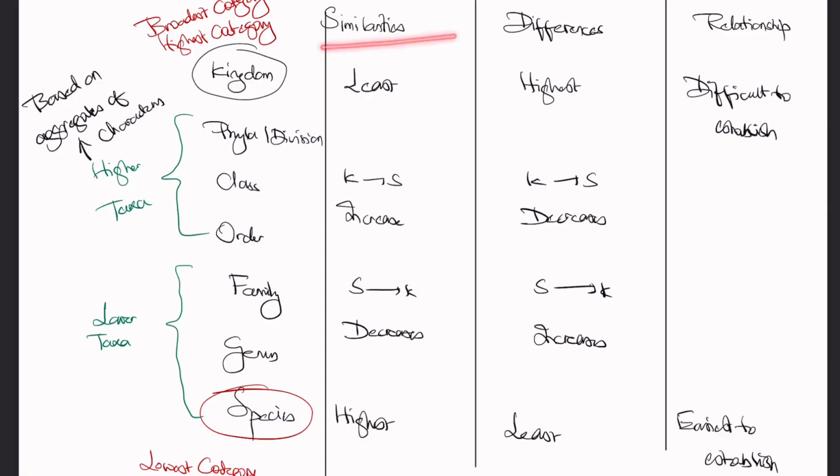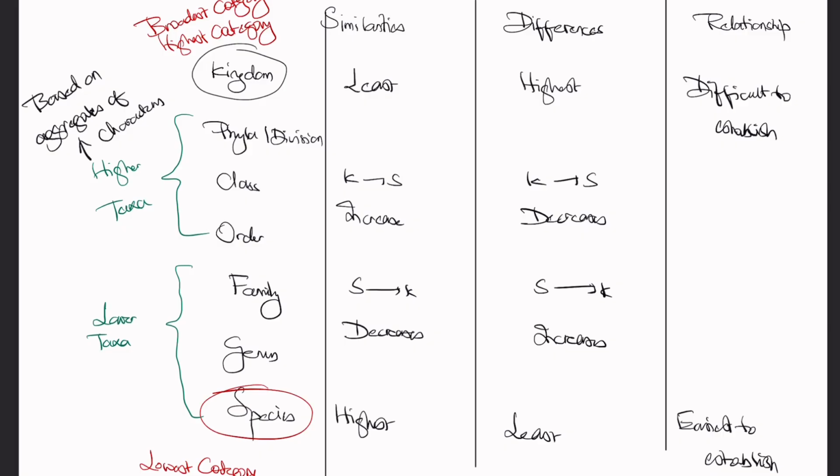If you see the similarities between organisms, they are least when it comes to kingdom and highest when it comes to species. So going from kingdom to species, similarities between organisms increase, and going from species to kingdom, similarities decrease. It is exactly opposite for differences: differences are highest at kingdom and least at species. Establishing relationships between organisms is extremely difficult at kingdom and easiest at species.